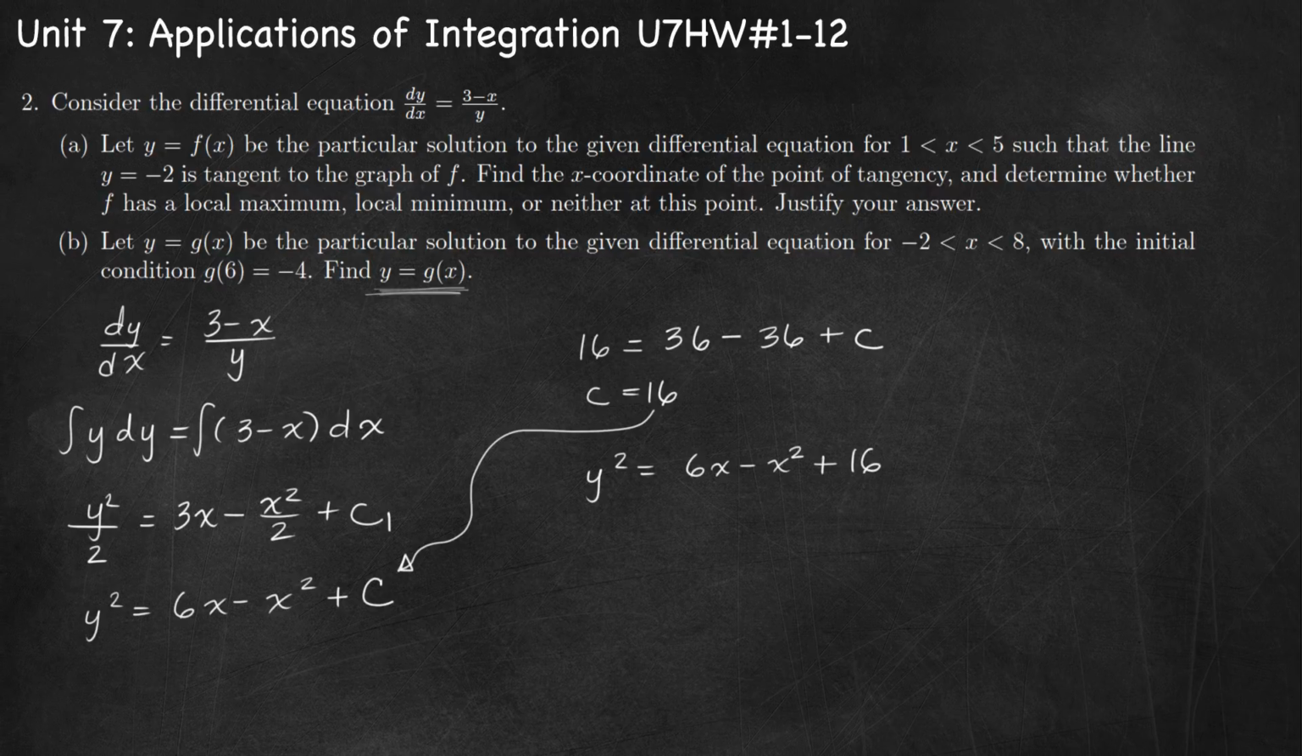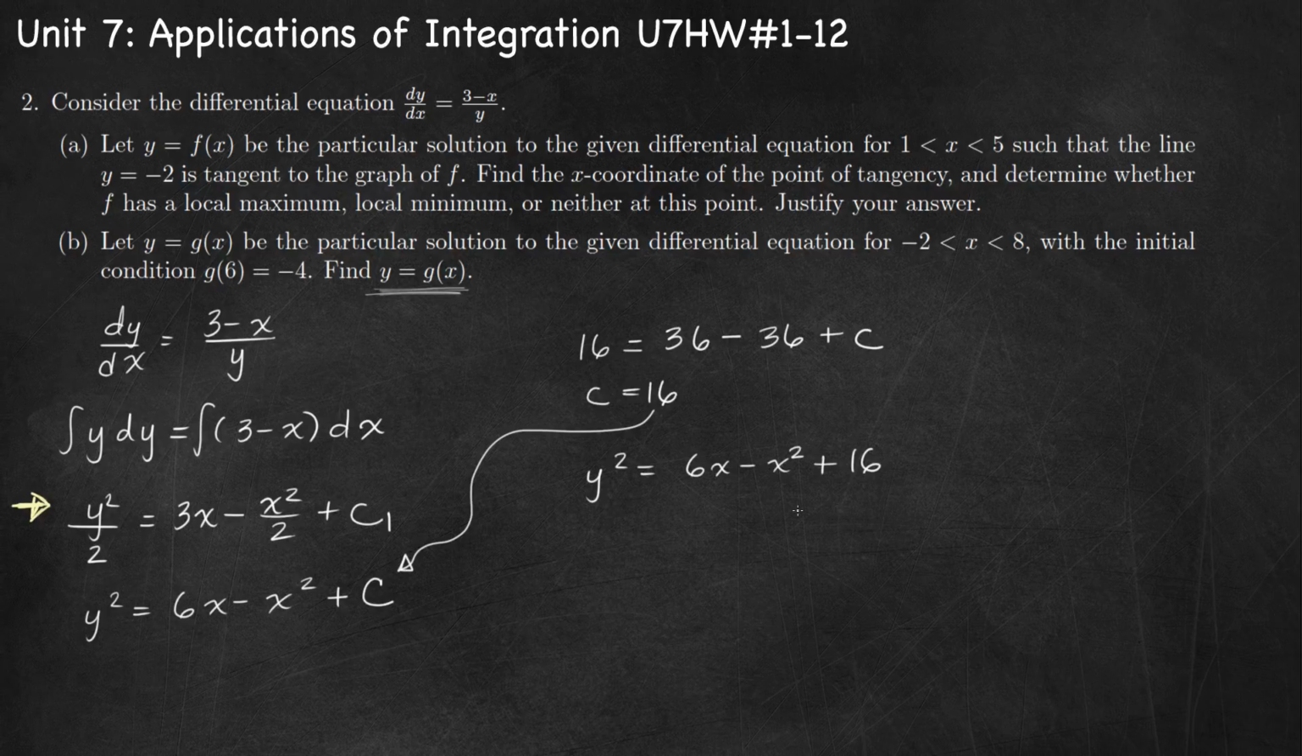If we had solved for c over here in this equation, we would have gotten c equals 8, and then when we multiplied through by 2, in the end, we would have the same result, where we have 6x minus x squared plus 16. So you can solve for c at any point in this process, and you should still end up with the correct answer.